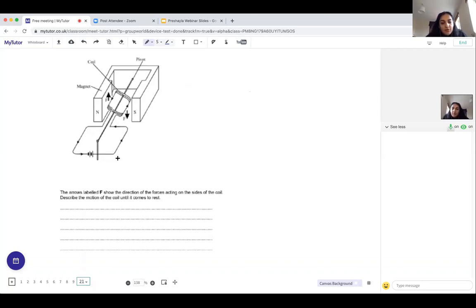The coil experiences this clockwise force, so it turns clockwise and it oscillates. It turns clockwise until it's facing the South Pole. Then it reverses and goes anti-clockwise till it's facing the North Pole. And it keeps reversing, but at each pole it comes to rest. So it goes clockwise till it faces a pole, comes to rest and reverses, comes to rest and reverses.